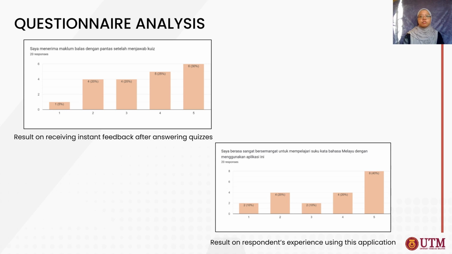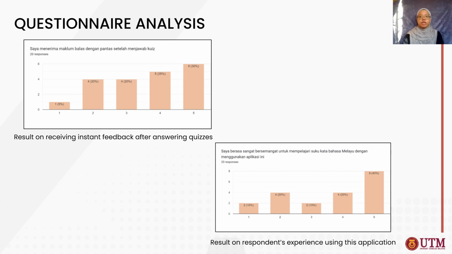Next, the fifth chart showed that 30% of respondents strongly agree and 20% of them agree that this application gives instant feedback after answering quizzes. Meanwhile, 20% of these respondents disagree and 5 of them strongly disagree that this application could give fast feedback after answering all the questions. The last question inquired about the respondents' feedback on playing the application.